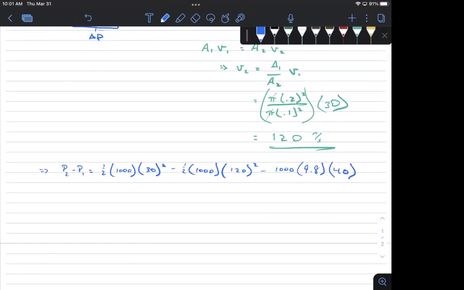And so with this, all I have to do is plug everything in my calculator. Let's see. What do I get? 1,000 times 9.8 times 40. I get that P2 minus P1, that is the difference in pressure, is minus 7,142,000, or, of course, scientific notation is a lot prettier, minus 7.14 times 10 to the 1, 2, 3, 4, 5, 6 pascals.